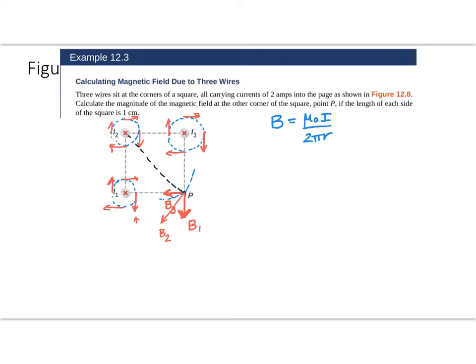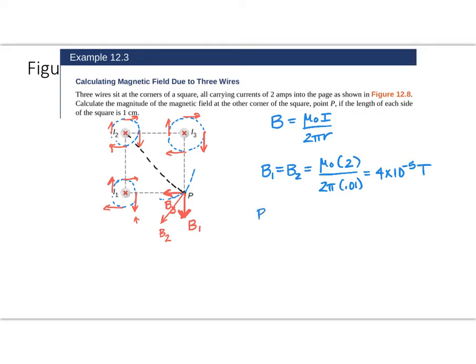So now we've drawn all our vectors, and we have to add them as vectors. What would be useful to know is their magnitude. So it turns out that B1 and B2 are going to have exactly the same magnitude because they're the same distance away from point P, and all the currents are the same. So I have put in 2 for the current, and then 2 pi, and the 1 centimeter would be 0.01 meters. And so the strength of the magnetic field for those two is 4 times 10 to the minus 5 Teslas.